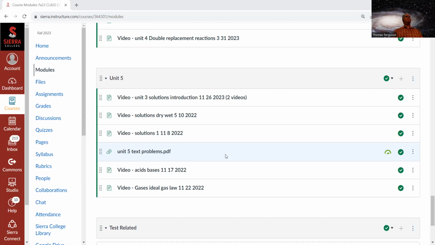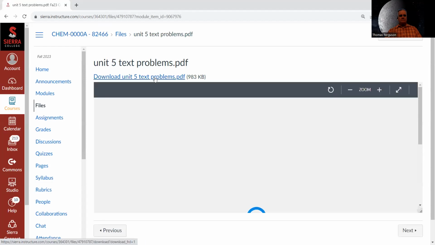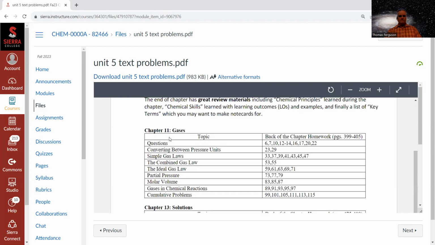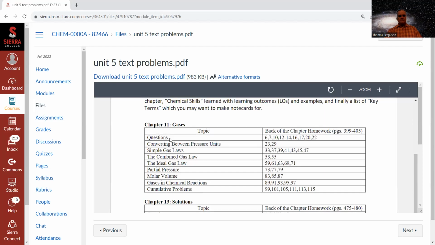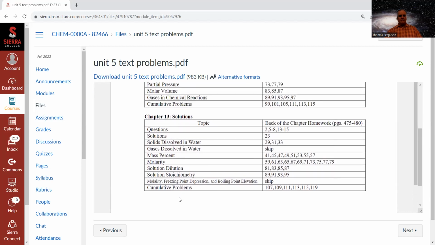If you go to modules, unit five is on solutions, and click down to text problems. These would be good problems to practice.